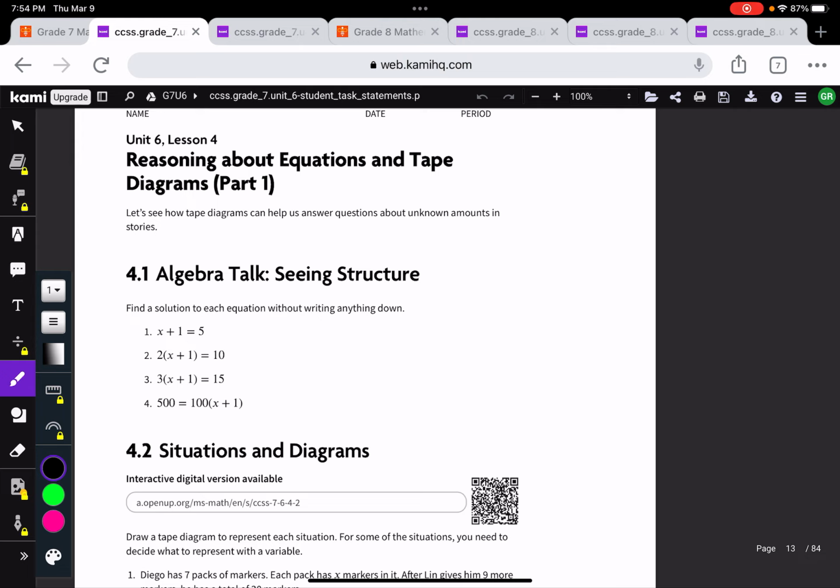Unit 6, Lesson 4, Reasoning about Equations and Tape Diagrams, Part 1. So you're going to have a long time to wait. I know you're going to be so anxious to hear about what Part 2 is, but you're going to have to wait all of spring break.